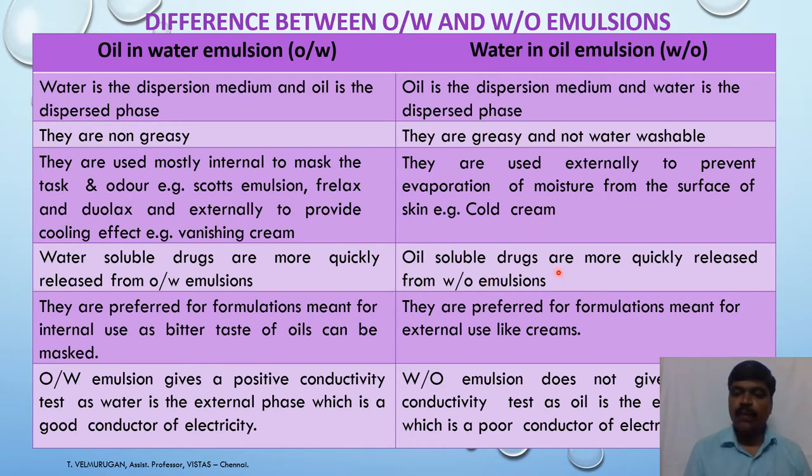Next, oil-soluble drugs are more quickly released from water in oil emulsions. Why? Because oil is the dispersion medium. Water is surrounded by oil, so oil-soluble drugs are obviously more quickly released from water in oil type of emulsion. They are preferred for formulations meant for external use like creams, as I already said. Water in oil type of emulsion does not give a bulb glow, meaning it will not conduct electricity, because the continuous phase is oil.